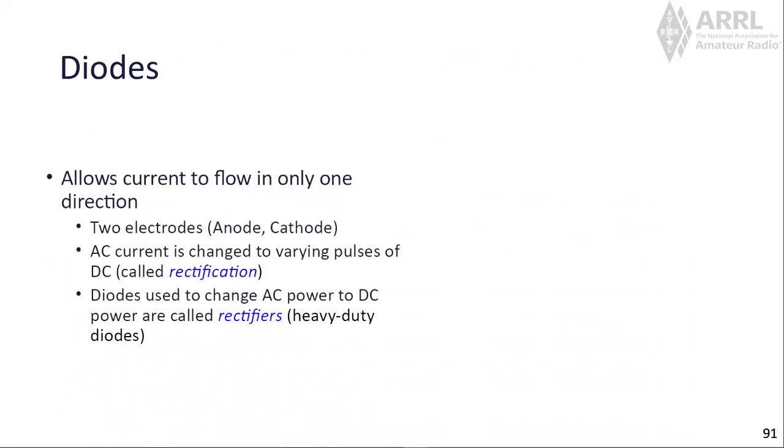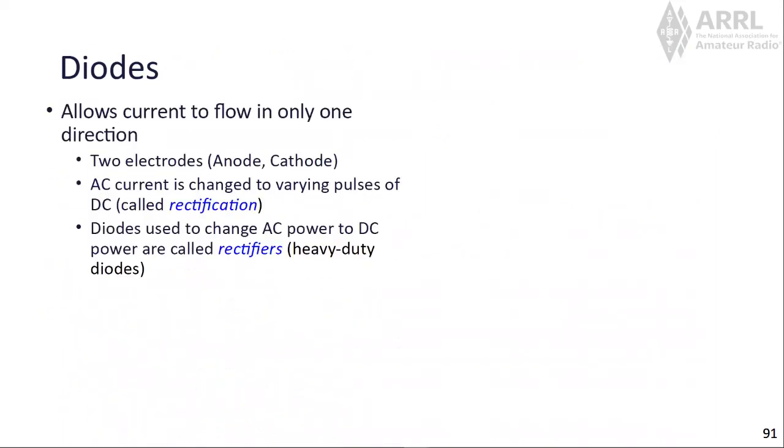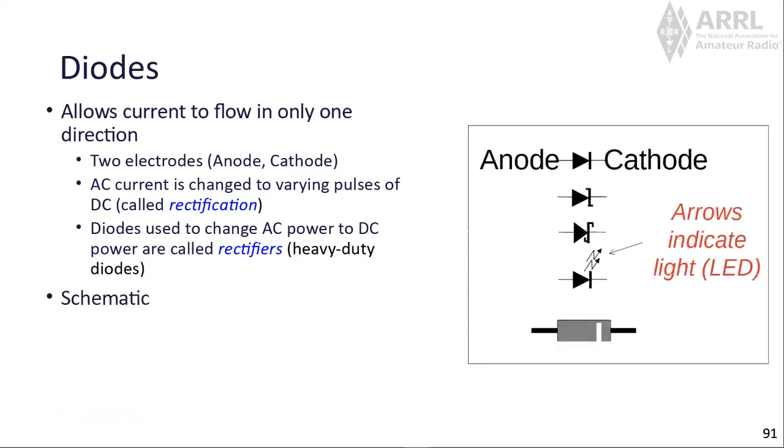Okay, diodes. Diodes allow current to flow in only one direction, so like a check valve. They consist of two electrodes, an anode and a cathode. AC current is changed to varying pulses of DC. That's called rectification, the process of taking AC and converting it to pulsating DC is called rectification. Diodes used to change AC power to DC power are called rectifiers. And basically what they are is heavy-duty diodes.